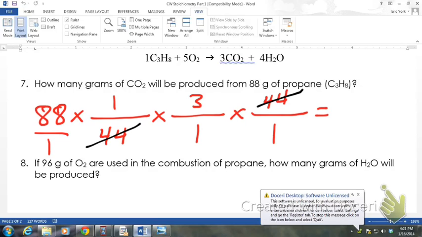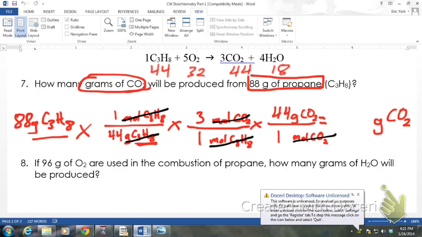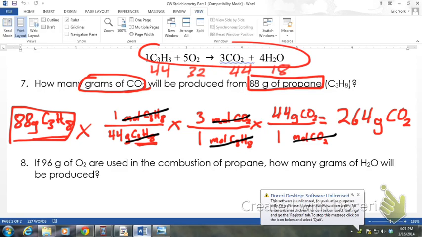I see a 44 up on top, 44 on bottom. I can cancel those off. Now this problem is simply just 88 times 3. 88 times 3 gives us 264, and that's our answer to this problem. So now that we go back with the units, our answer here is 264 grams of CO2. So what this means is that if we have 88 grams of C3H8, according to this balanced chemical equation, I can make 264 grams of carbon dioxide, and that is stoichiometry.